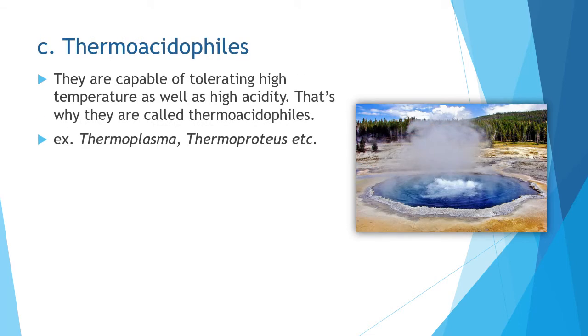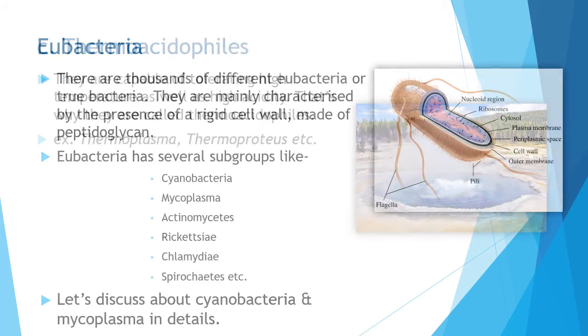Now, the last type of Archaebacteria, Thermoacidophiles. These bacteria are capable of tolerating high temperature as well as high acidity. That's why they are called thermoacidophiles. Some examples of thermoacidophiles are Thermoplasma, Thermoproteus, etc.